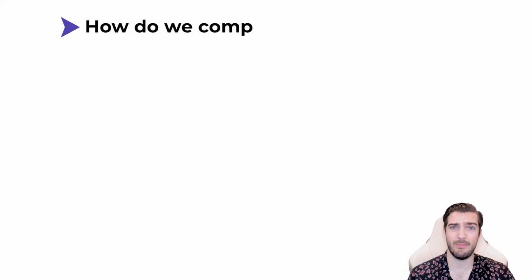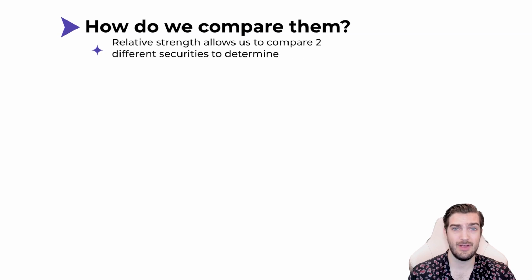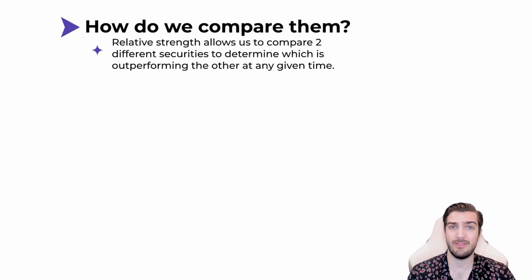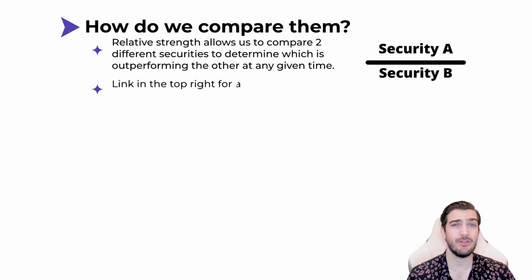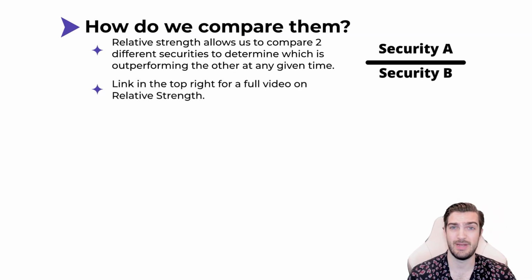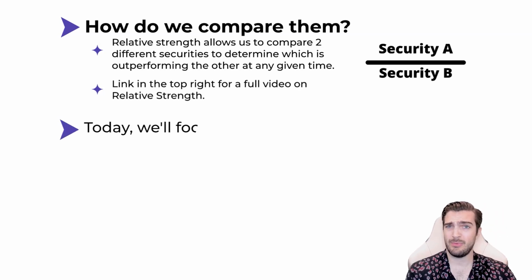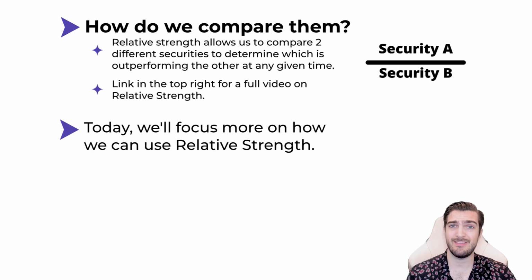So now we know what we're going to be comparing, let's talk a little bit more about how we'll actually compare them. To compare these 12 different securities, we're going to use relative strength. Relative strength is a way of comparing the price of two different securities to be able to find which one is outperforming in any given moment. This is a topic that we've covered in a past video, so if you're interested to learn more about it, check out the link in the top right. But for today, we don't really need to worry too much about relative strength, and instead we can focus a little bit more on how we can use that relative strength.